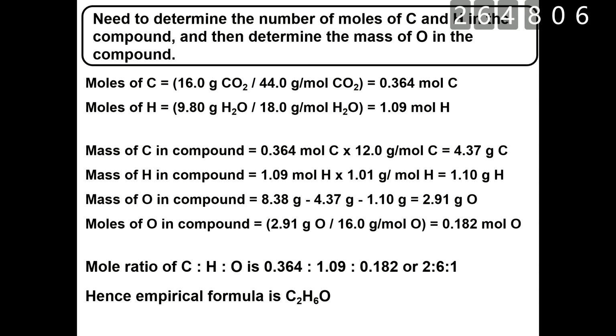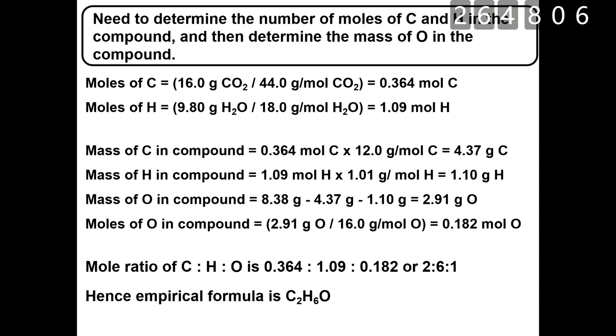You divide those numbers by the smallest number. So like 0.364 divided by 0.182. Basically, from these three numbers, just use the smallest one. Which one is the smallest one? Of course, this one, right? So all these numbers are divided by the smallest one. This one divided by this is 2, this one is 6, and then of course it's 1.